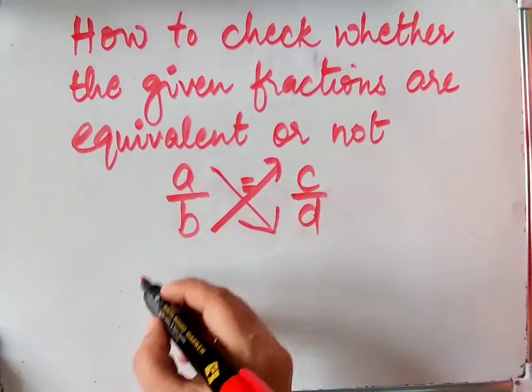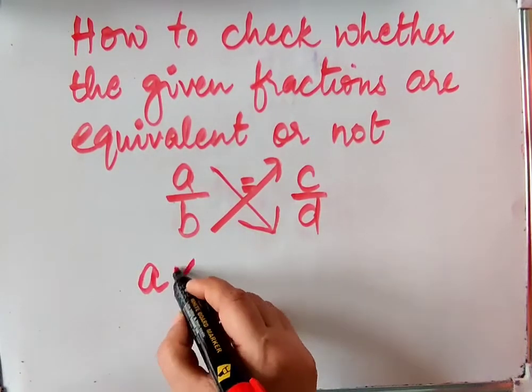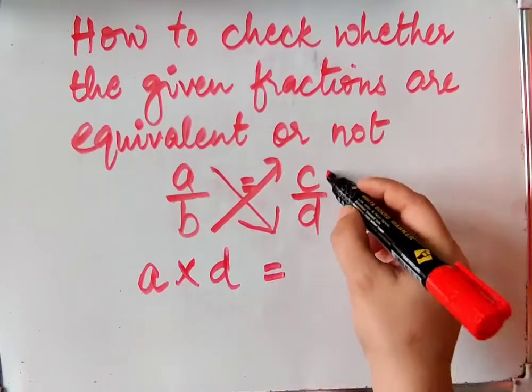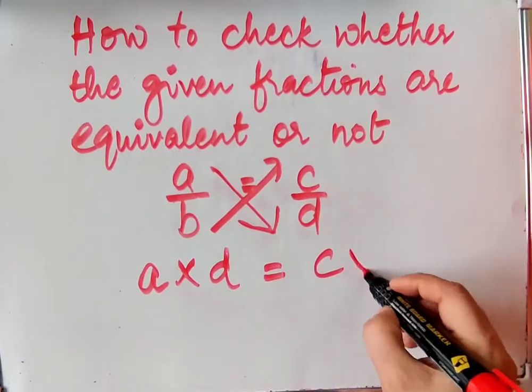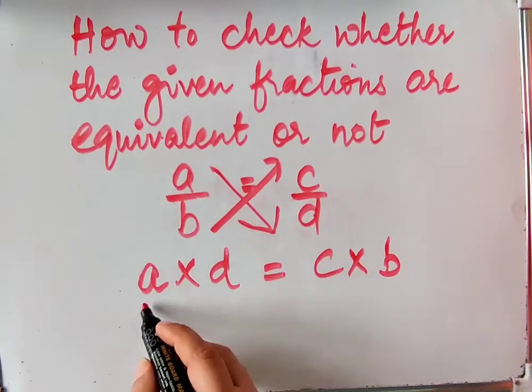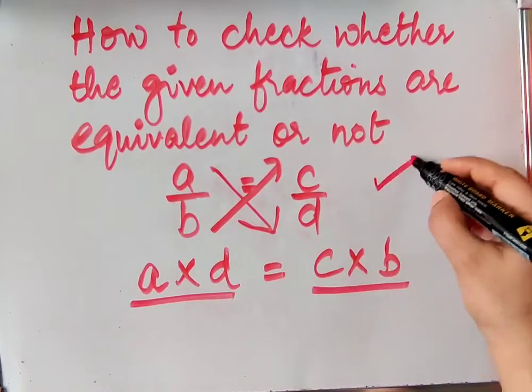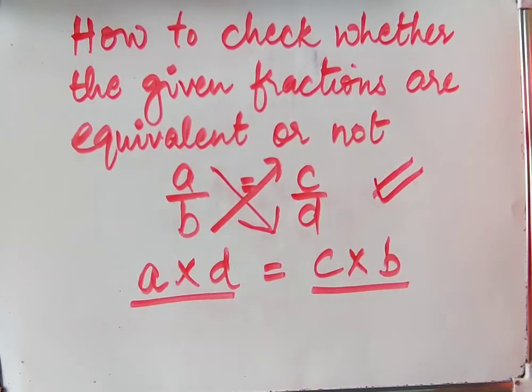That means you are going to multiply the numerator of the first fraction by the denominator of the second fraction, and the numerator of the second fraction by the denominator of the first fraction. Now, if these products come out the same, then the fractions are equivalent, else they are not. Let us understand this with an example.